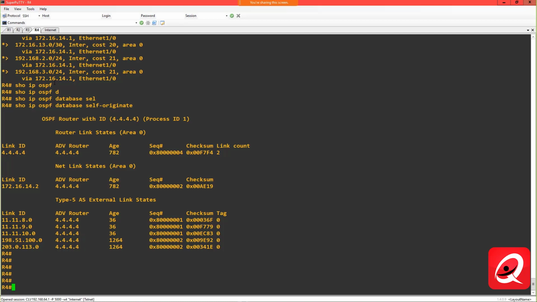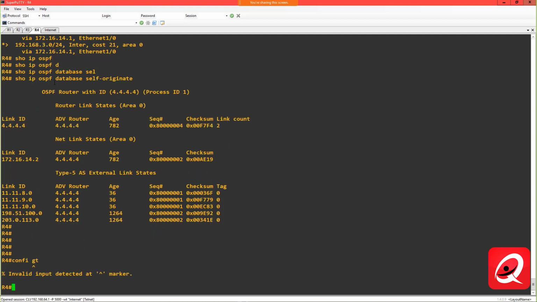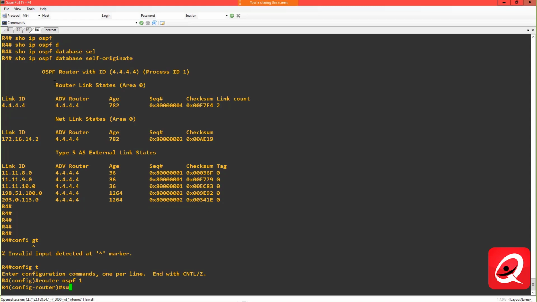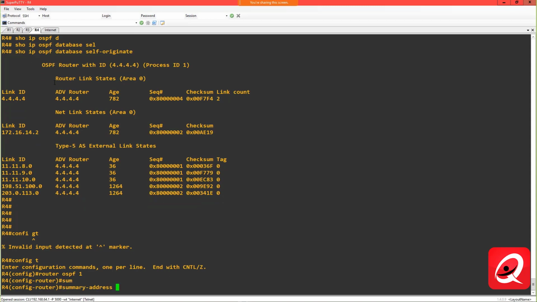All right? Don't worry about the syntax right now. I'm just demonstrating this because it makes sense to kind of show you some things. We're going to have a whole lesson on summarization later on. All right, so router OSPF 1, and we use the summary address command in this case. We do not use the area range command because remember, the area range command allows us to identify what area the routes are coming from that we're going to summarize.